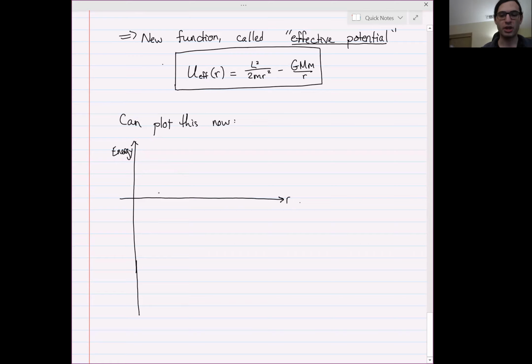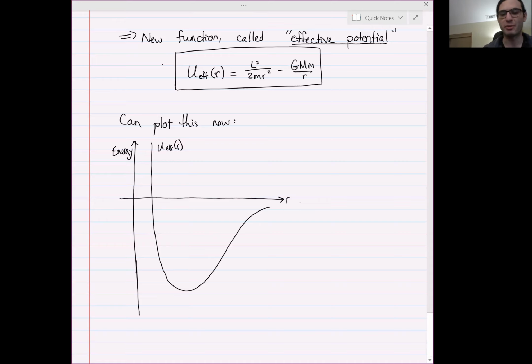And so now, if we were to plot this, it would look something like this. So it should actually look very familiar. It's not the same as the Lennard-Jones potential, but it's very, very similar. Okay, I guess I'm redrawing it. So let's just, this is the effective potential.